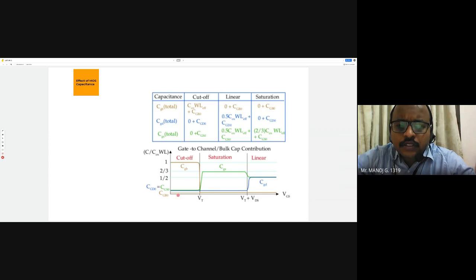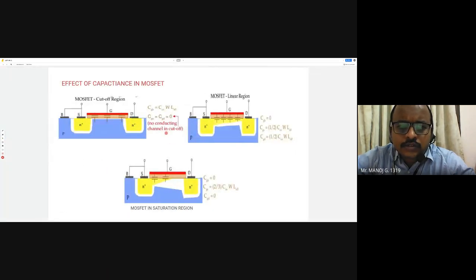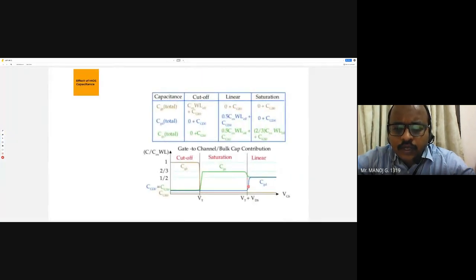And the third region of study is the linear region. In the linear region, you already know what the value is. The value is half of COX into WL for gate drain and half of COX WL for gate source, respectively. So the value is half. This is the half value, and this is the region.